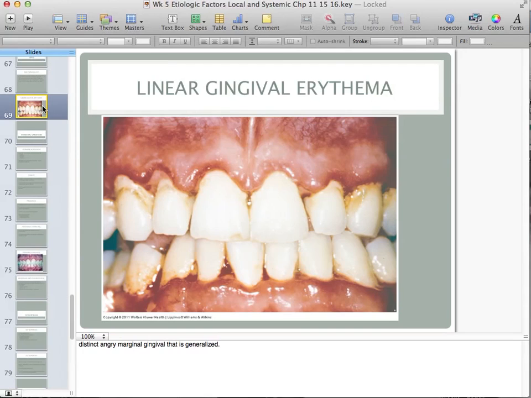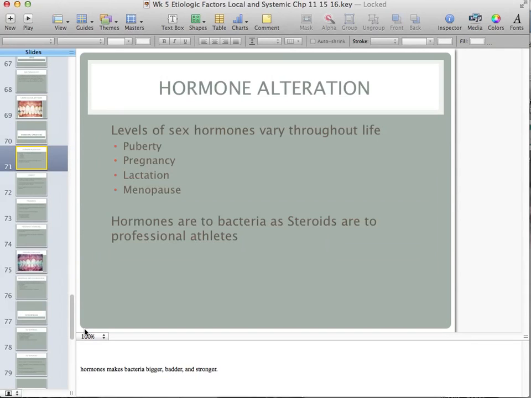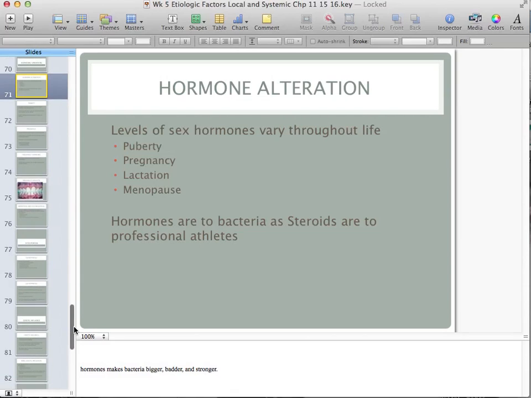So here on the picture you can see that red wavy line going up and down around the teeth, just that band of redness and swollenness. Linear gingival erythema. Then you can have hormonal variations. So basically levels of sex hormones vary throughout your life, such as puberty, pregnancy, when you're lactating, or when you have menopause. And these hormones are to bacteria as steroids are to professional athletes. So basically, hormones make bacteria bigger, badder, and stronger.